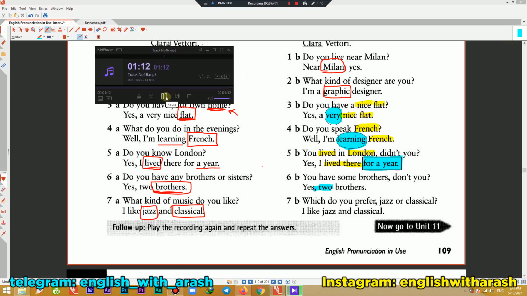Which do you prefer, jazz or classical? I like jazz and classical. So again, you have to see what's the new information. Prefer is actually like. They are the same here. Which one do you prefer? I like this and that. Jazz is the same. Classical is the same.